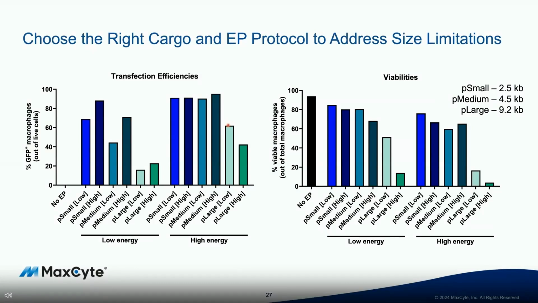The other consideration too is that the large DNA plasmid has a bigger impact on the cell viability. You can see even at the lower energy with the higher DNA, you're getting less than 20% cell viability. And then in terms of higher energy with higher DNA, the cell viability drops even further. So you do need to balance the size of the DNA plasmid, the concentration of DNA, and the energy that you're delivering.